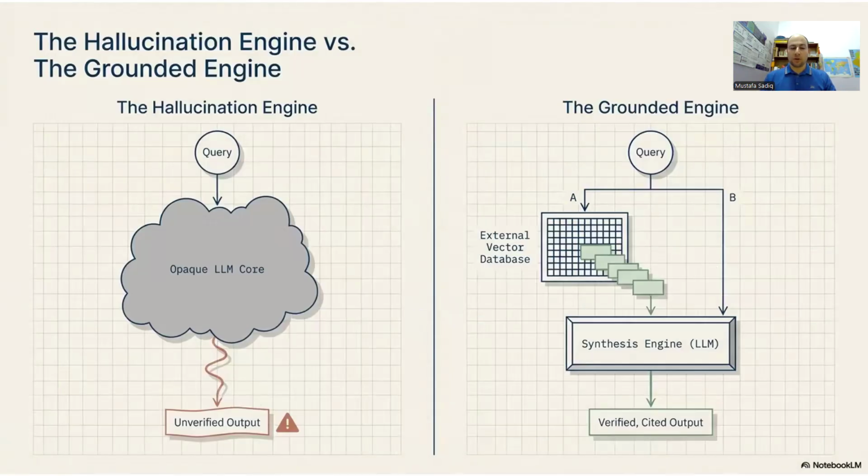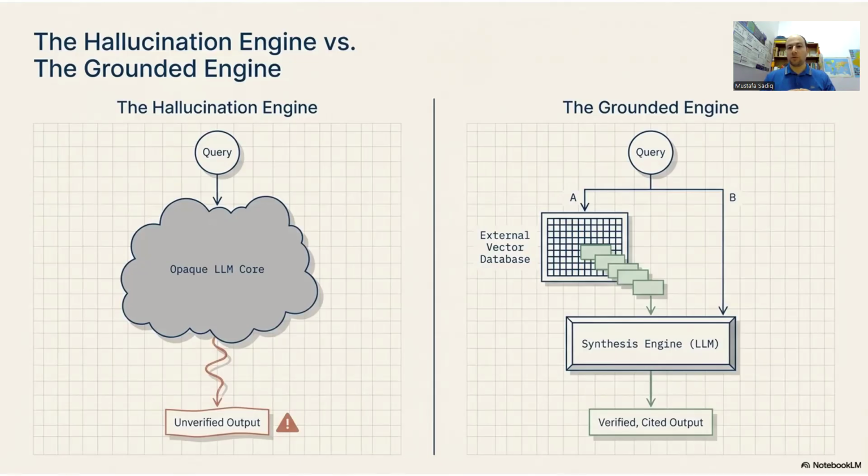This also shows a comparison between the hallucination engine versus the grounded engine. In the hallucination engine, as it is called, we used to have this query from the users when they are chatting with these large language models. Then there is this opaque large language model core that will give us unverifiable output, which, as we said, has a big chance of having hallucination and wrong answers.